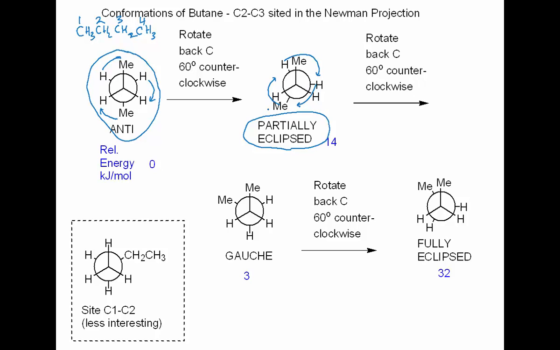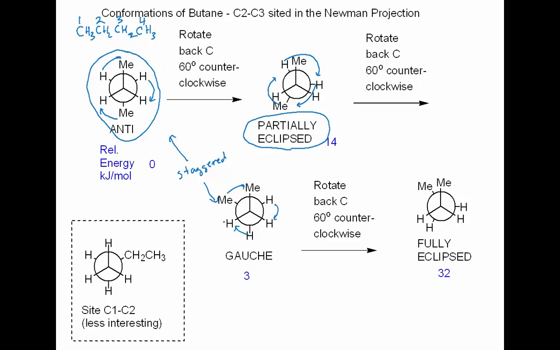But notice how, if we look at the staggered conformations here, it's the gauche and the anti, and these are at our lowest energy values. Finally, we're going to do the last of these 60-degree rotations. And this is going to get us to the worst or highest energy conformation of all, the fully eclipsed form. This is actually not very stable at all. It's 32 kilojoules per mole higher in energy than anti.